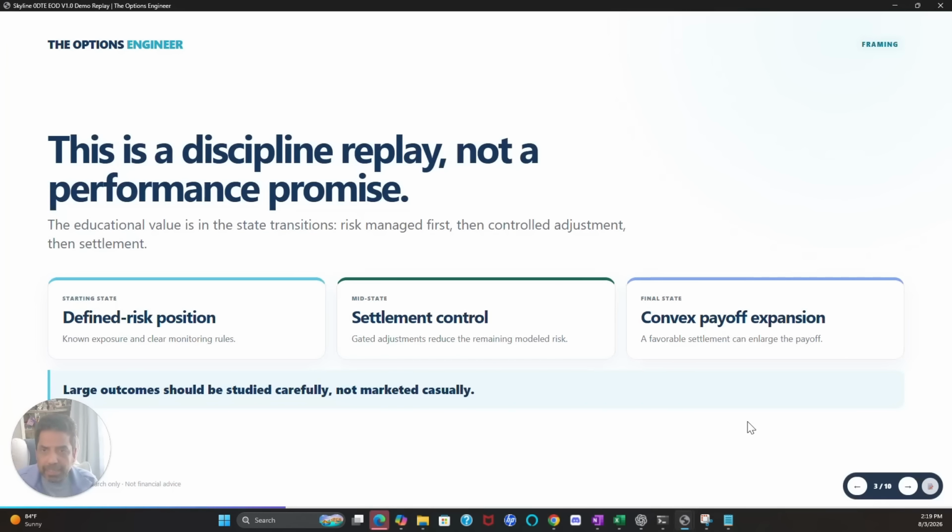The life cycle is straightforward to describe. Qualify the setup, open the defined risk structure, observe the payoff map location, apply only the permitted adjustment, and let the position settle. The hard part is execution. The playbook must be defined before the market accelerates. If the favorable region condition is not met, no adjustment is forced. The demo will show the detailed states, fills, and settlement path.